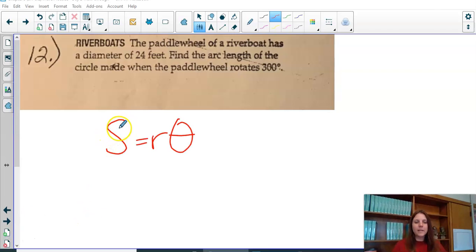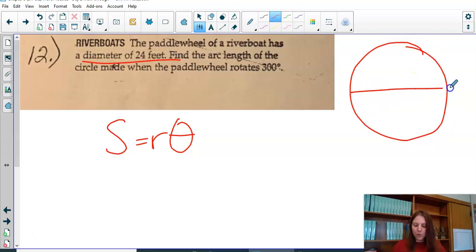Arc length is represented by this formula. S is the arc length, R is the radius, and theta is the angle in radians. In this question, you are given the diameter of a circle. A diameter of a circle goes all the way across. So if this is 24 feet all the way across, if we need the radius, we just need to divide that by 2. So 24 divided by 2 is 12, so we have a radius of 12 feet.